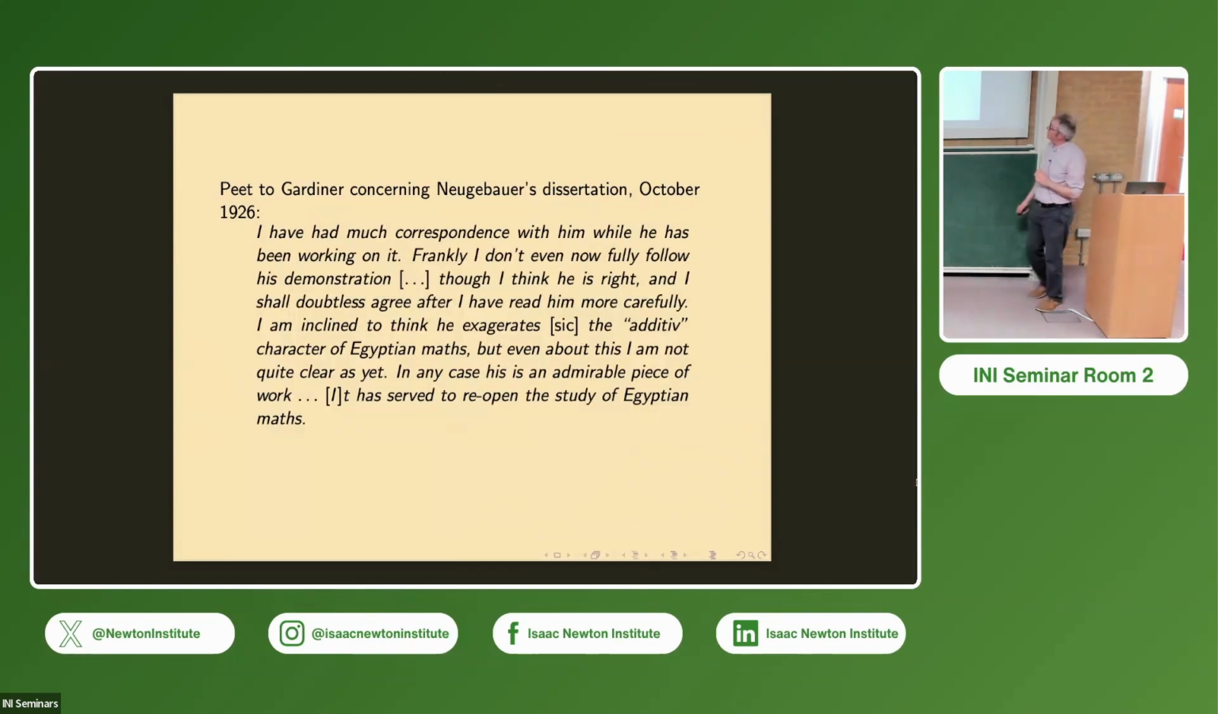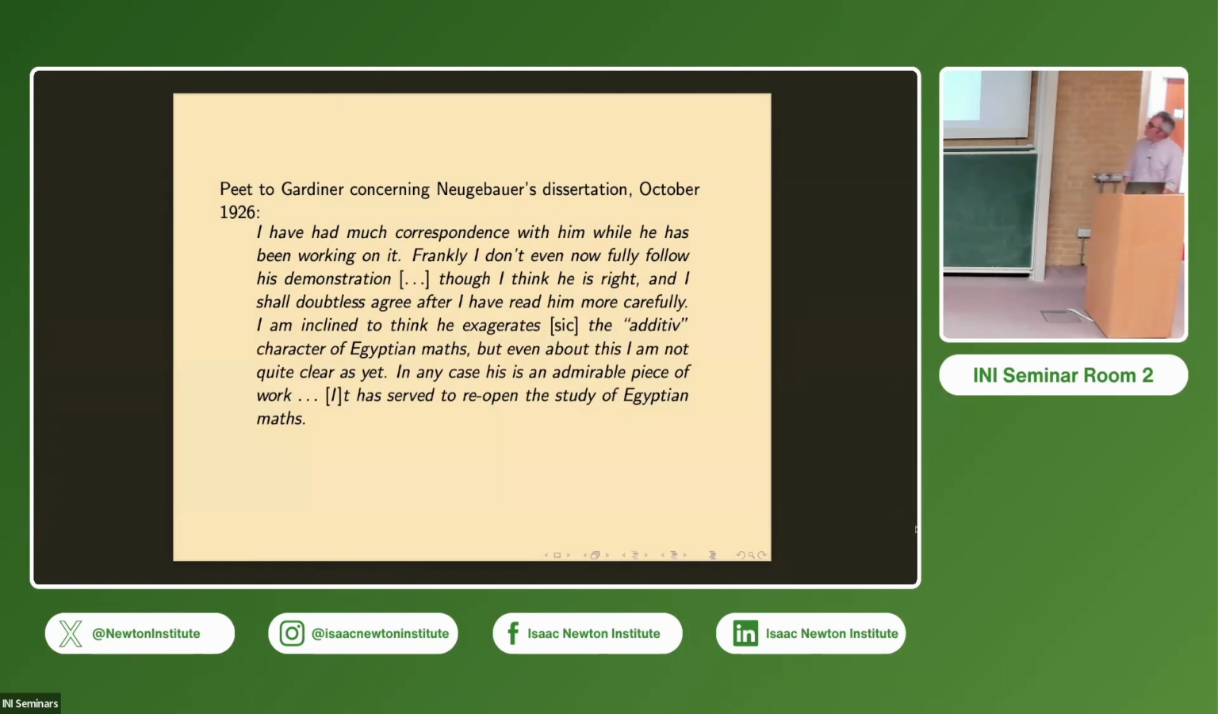what Peet writes to Alan Gardiner. So Gardiner was a very big figure in British Egyptology in the first half of the 20th century, pretty much controlled British Egyptology. And he was Peet's mentor. So we find these very candid letters that he writes to Gardiner. So he talks about Neugebauer's dissertation. So he notes that he's had correspondence with Neugebauer.